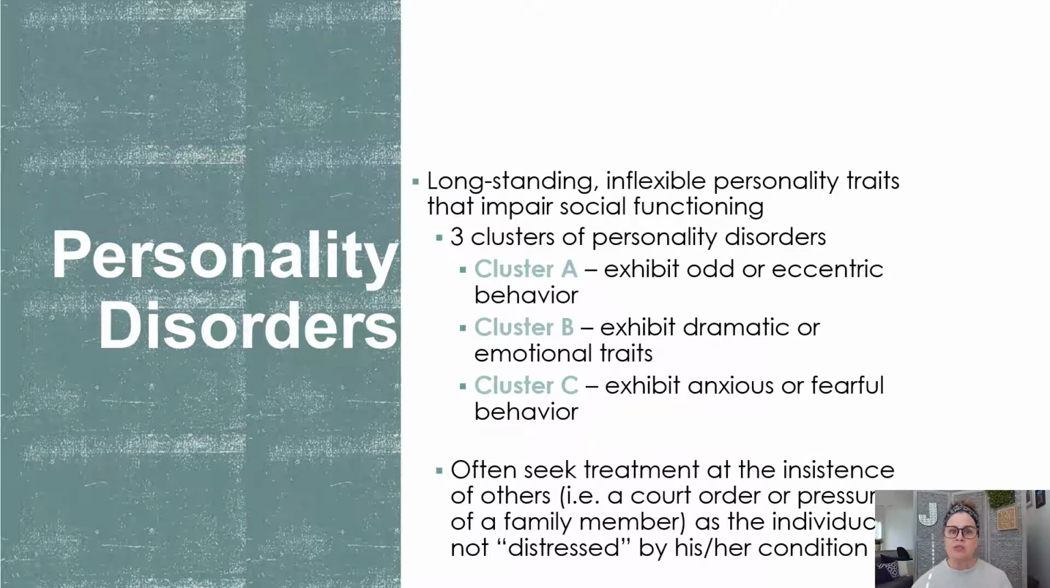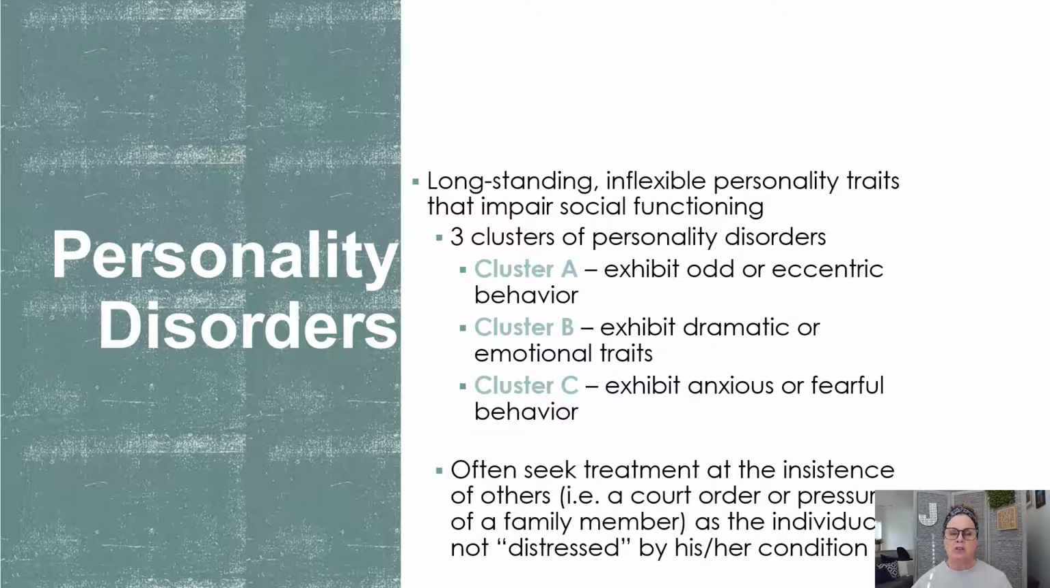We're going to look at these disorders in 3 different clusters. And within each of these clusters, there's going to be a number of specific disorders. So the first cluster, cluster A, these are going to be individuals who exhibit odd or eccentric behavior, kind of out there. Cluster B, these individuals exhibit dramatic or emotional traits. And cluster C exhibit anxious or fearful behavior.